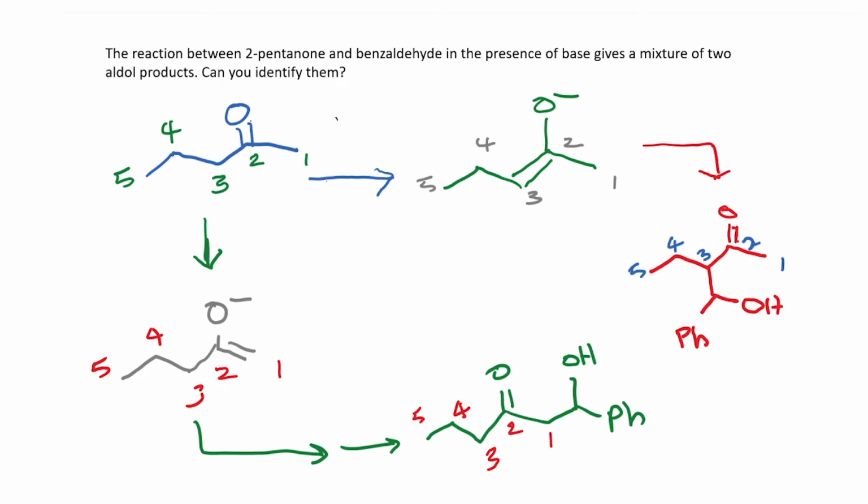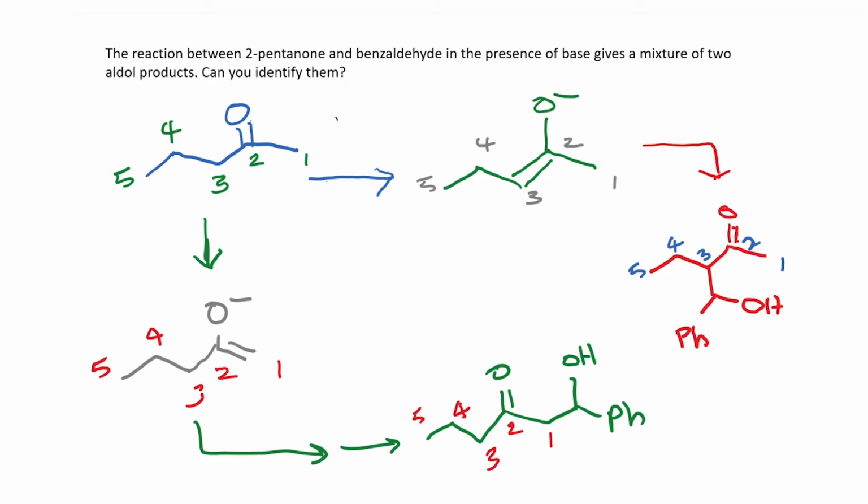The reaction of 2-pentanone and benzaldehyde in the presence of a base gives a mixture of 2 aldol products. Can you identify them? Let's look at the first possibility. You have the enolate formation. This is 2-pentanone as shown here, and let's number it. You can generate the enolate here between carbon 2 and carbon 3, and once this reacts with benzaldehyde, you get this product as shown here. So this is one possibility.